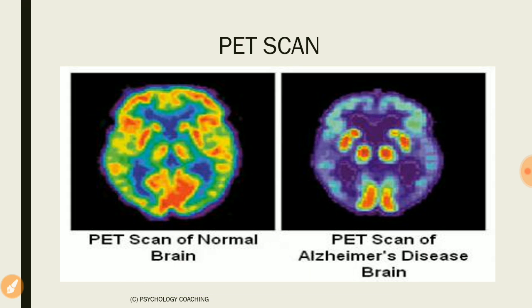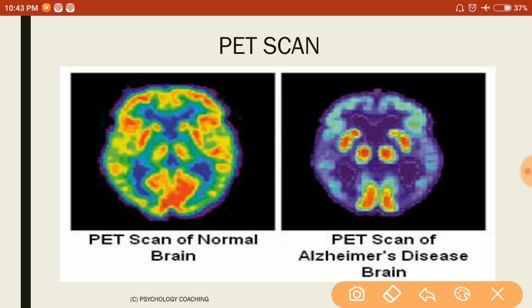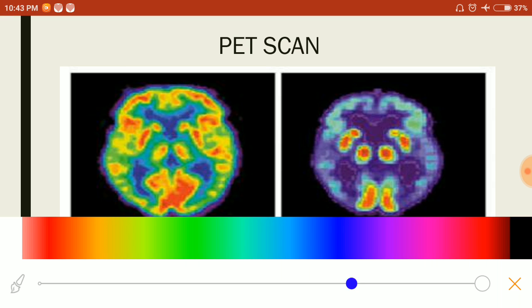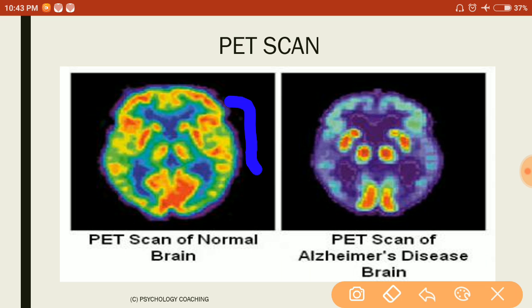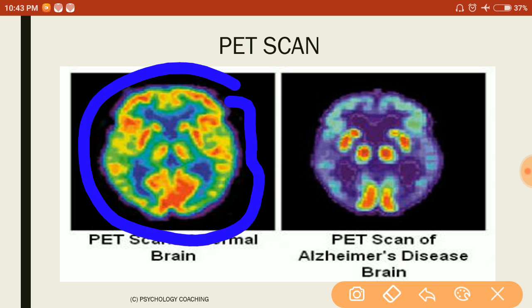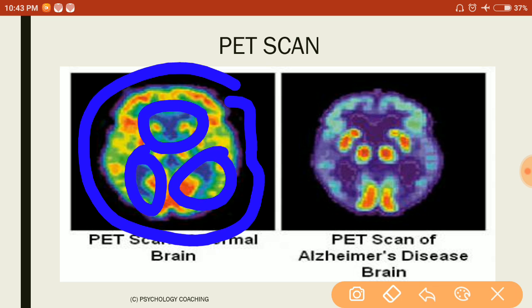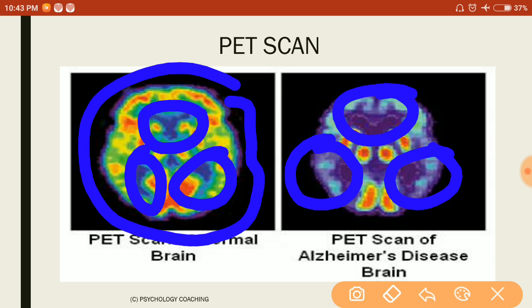After that, this is the PET scan of a normal brain and that of an Alzheimer's brain. Can you see the difference between the colored parts? You can see these are the depositions in the gray matter, and see the area of blue in this.